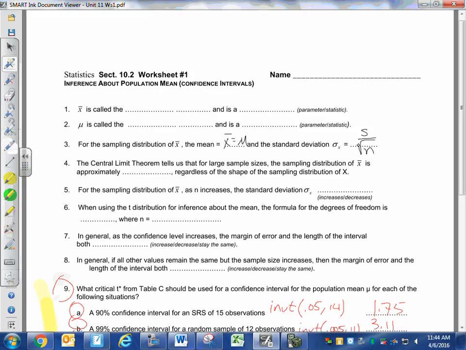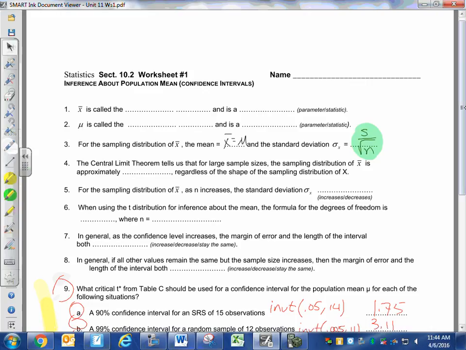We divide by the square root of n to understand the situation where we have sample data and we're talking about the central limit theorem and shrinking what our sample standard deviation is. It's just something that conceptually is difficult to understand. You just need to understand how to do the calculations.